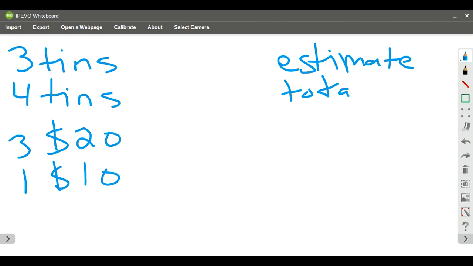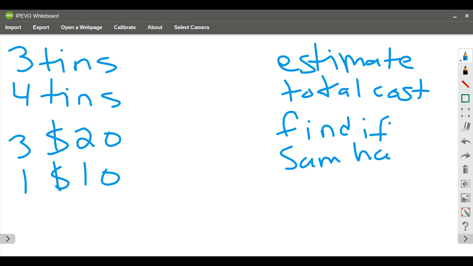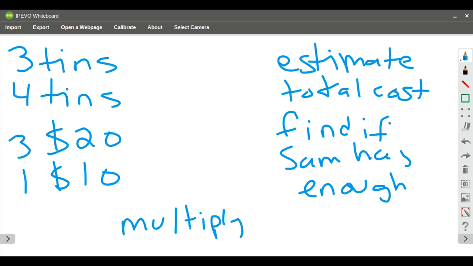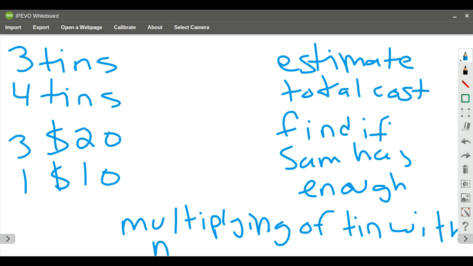That's the first thing I need to do. And then I need to find if Sam has enough money. Okay, I'm going to do this by multiplying cost of tin with number of tins as an estimate. Okay, and then I'm going to subtract my bills from there.